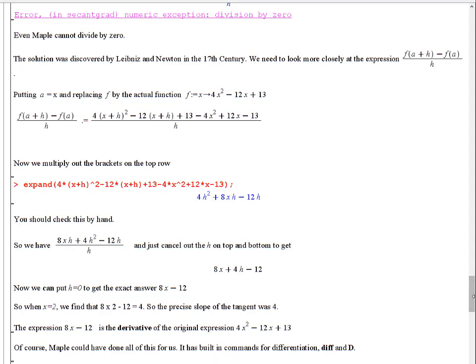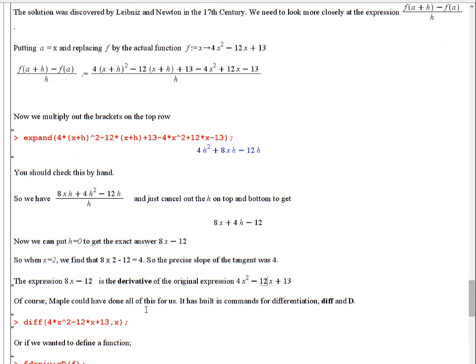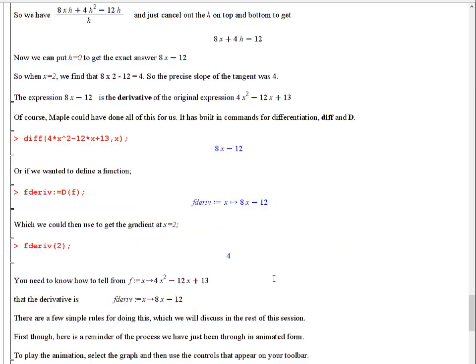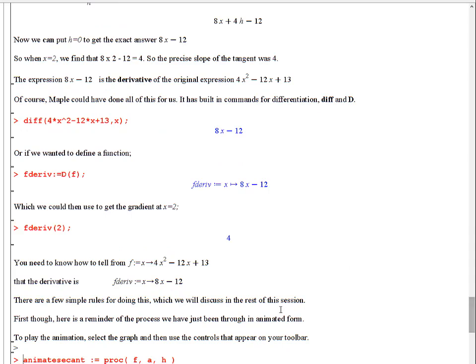Of course, in real life there are simple rules to do that. Maybe we can do it automatically. This command diff automatically differentiates the function to give you that, and then the command putting a big D and then the function in brackets does the same thing, defines the function as a derivative. And then into that you can say, okay, if that's defined as a derivative, then substitute in, and you get the answer 4. Okay, so that's how it works from first principles.